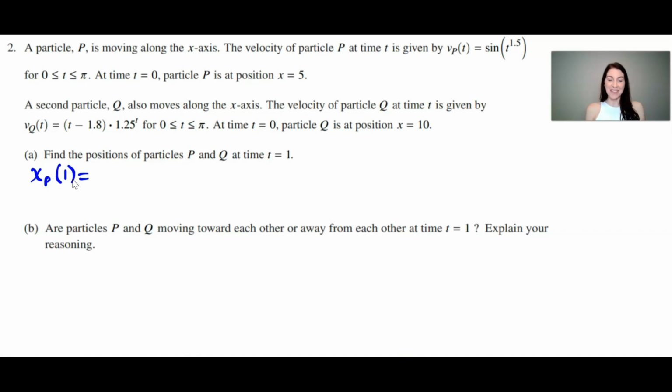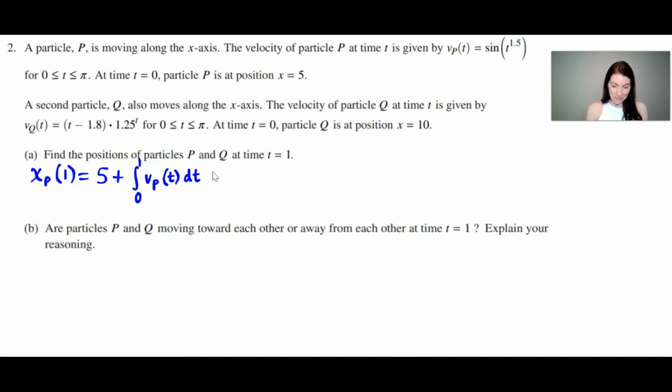So that would be my notation there. What I need to do to find the position at a given time is start with the initial position. They told us at t equals 0, particle P is at 5. So particle P started at 5, and then we have to add on how the position changed from a time of 0, when we had our initial position, to a time value of 1, which is what we're looking for. To find that change in position, we need to calculate the integral from 0 to 1 of the velocity equation. Because the velocity equation is given in the problem, I'm just going to write out in my work Vp of t dt.